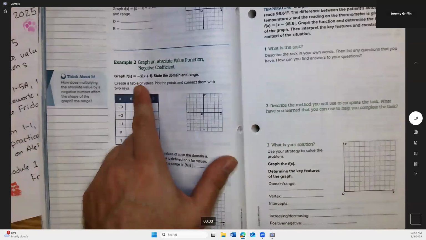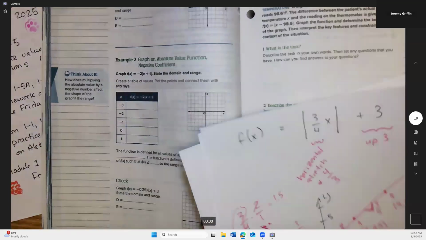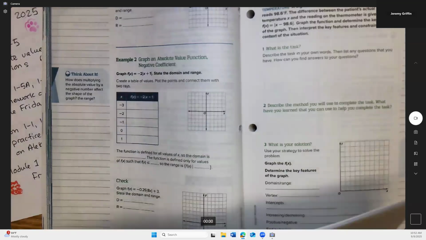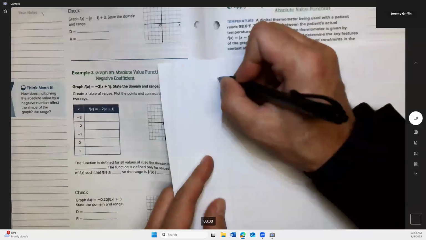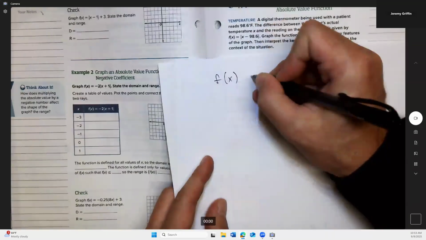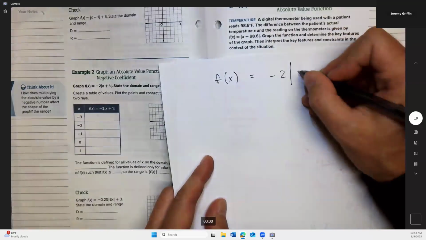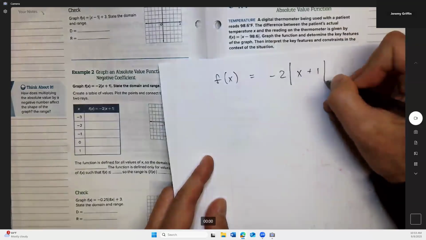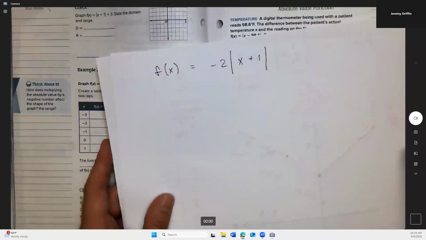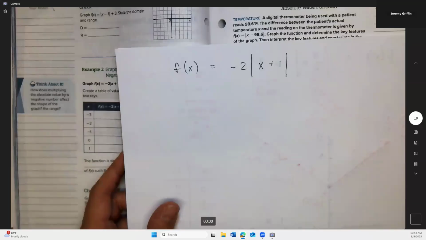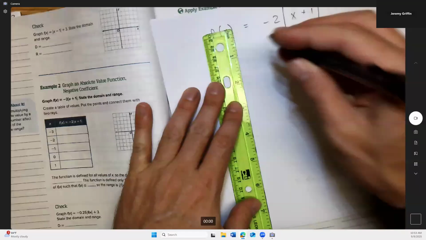So example 2 on page 48. So I got f of x equals -2, and then the absolute value of x plus 1. Wait, that's the whole thing. Okay. It says state, domain, and range. So we'll draw the graph, and then we'll come up with a domain and a range.